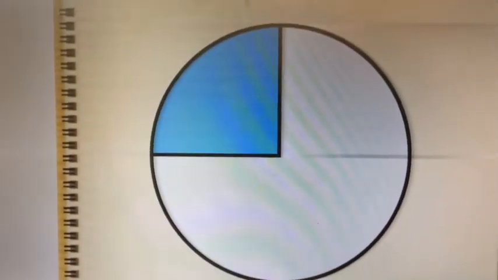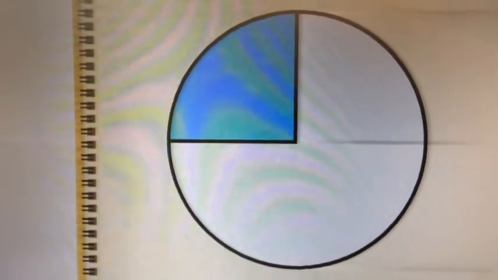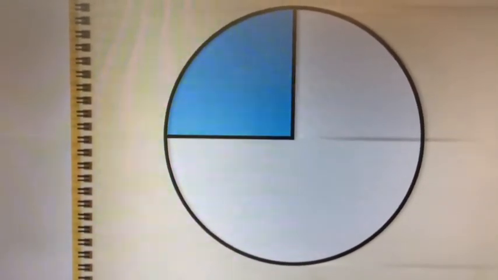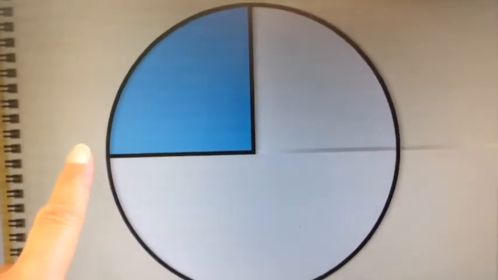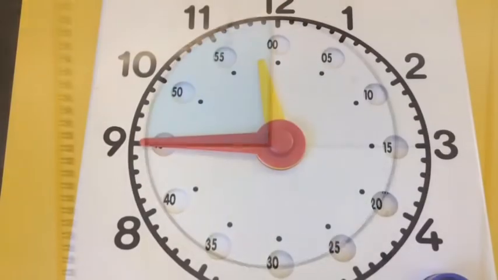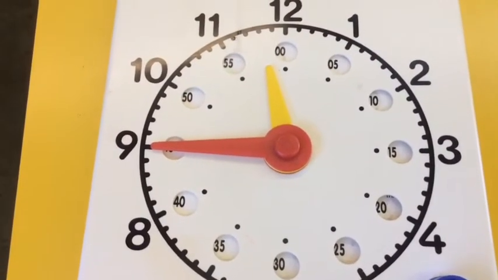Today we're going to focus on that quarter to. Do you remember where the big hand has to be when it's quarter to? What number does it need to point to? Think what number is always here on a clock or a watch. Do you remember from yesterday? It's always a 9, isn't it?